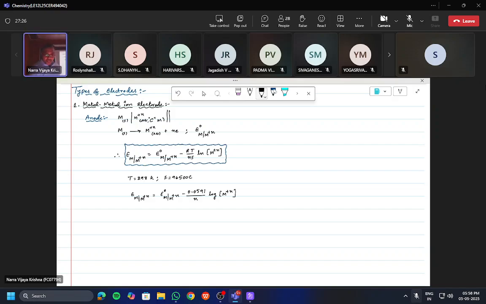The reason for 2.303 is that 2.303 R into temperature 298 divided by 96,500 equals 0.0591. Already we derived it. Correct? That's why we wrote it. Now here I am plotting the graph.